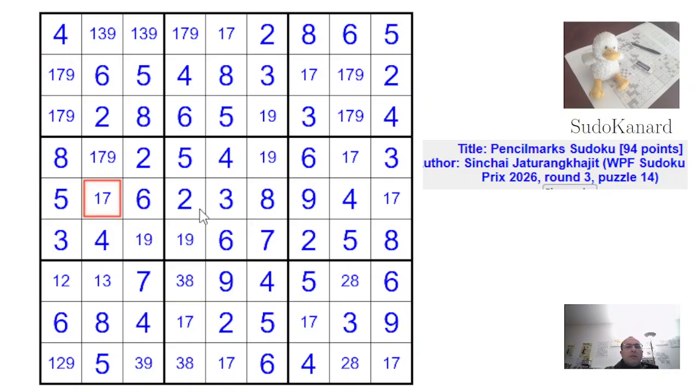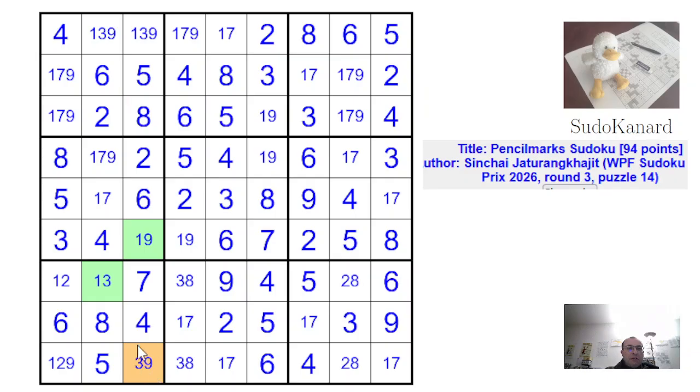Well, this is about 1 and 7. I'm not saying this. Oh, that is more promising, yes. This is it. So what is happening here? This is an XY wing.